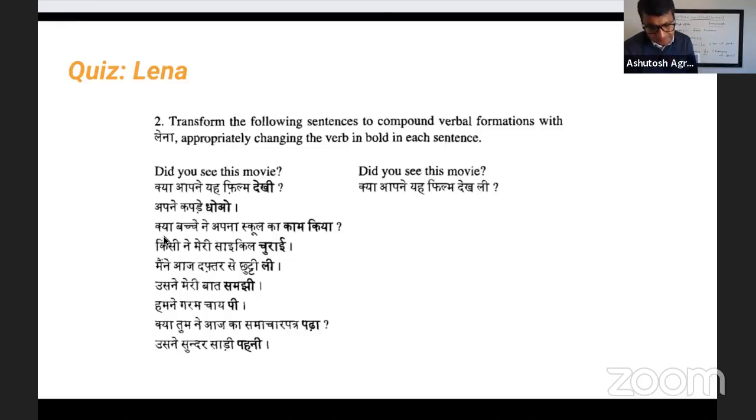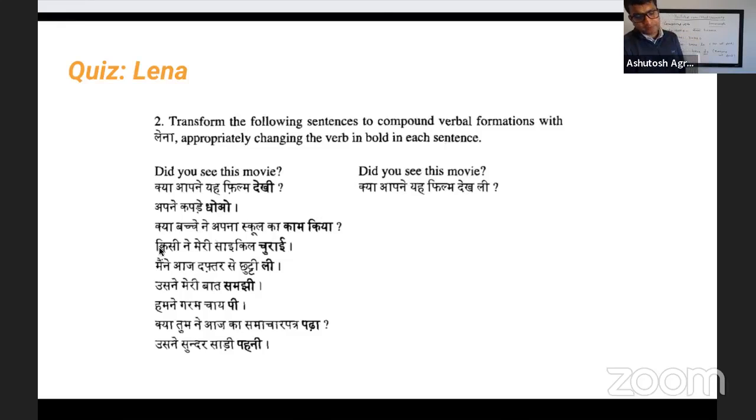Delia, you want to try the next one? क्या बच्चे ने अपना स्कूल का काम किया? Has the boy done his work for school? This will change to क्या बच्चे ने अपना स्कूल का काम कर लिया? Very good. The verb here is काम करना, but in this sentence it is used in the past tense, काम किया. So what Delia did is karna plus lena, and in the answer she only conjugated lena. Lena becomes liya, just like it was kiya in this sentence.